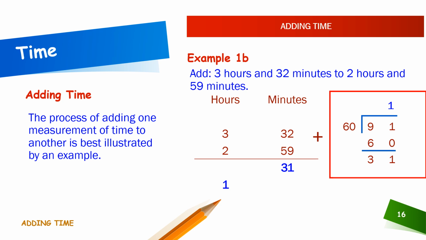This time we haven't put the 1 in the answer position as there are other hours left to add. And so we add these other hours as well. 3 plus 2 plus 1 gives us 6. So 3 hours 32 minutes added to 2 hours and 59 minutes is 6 hours and 31 minutes.